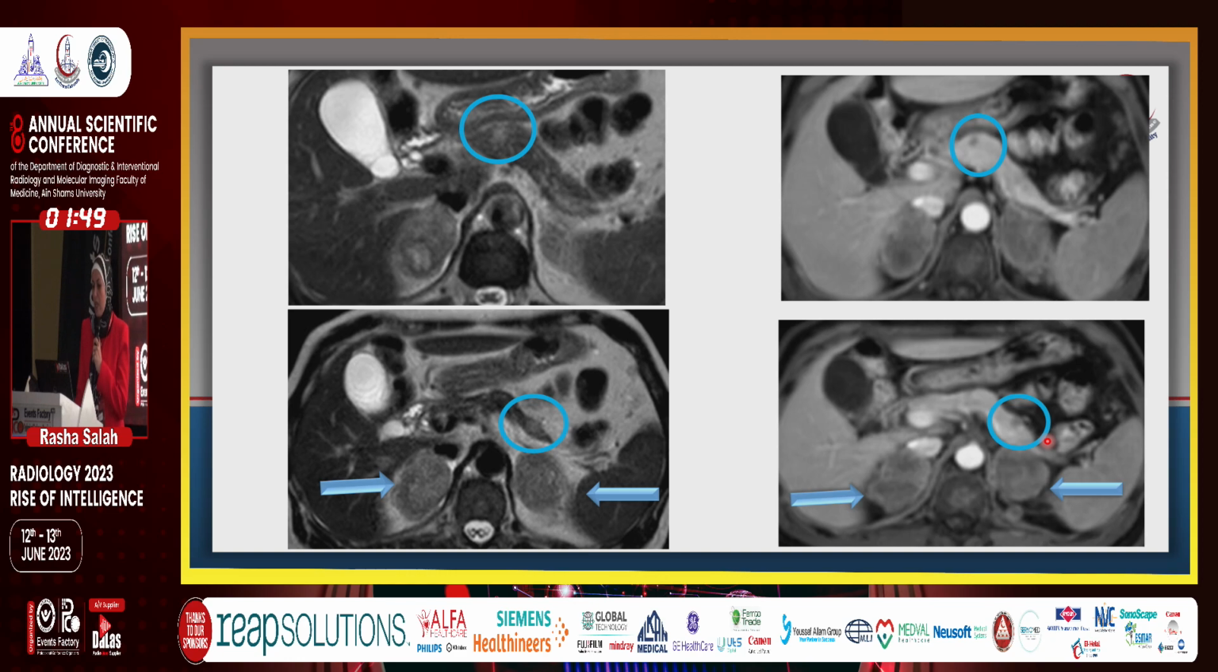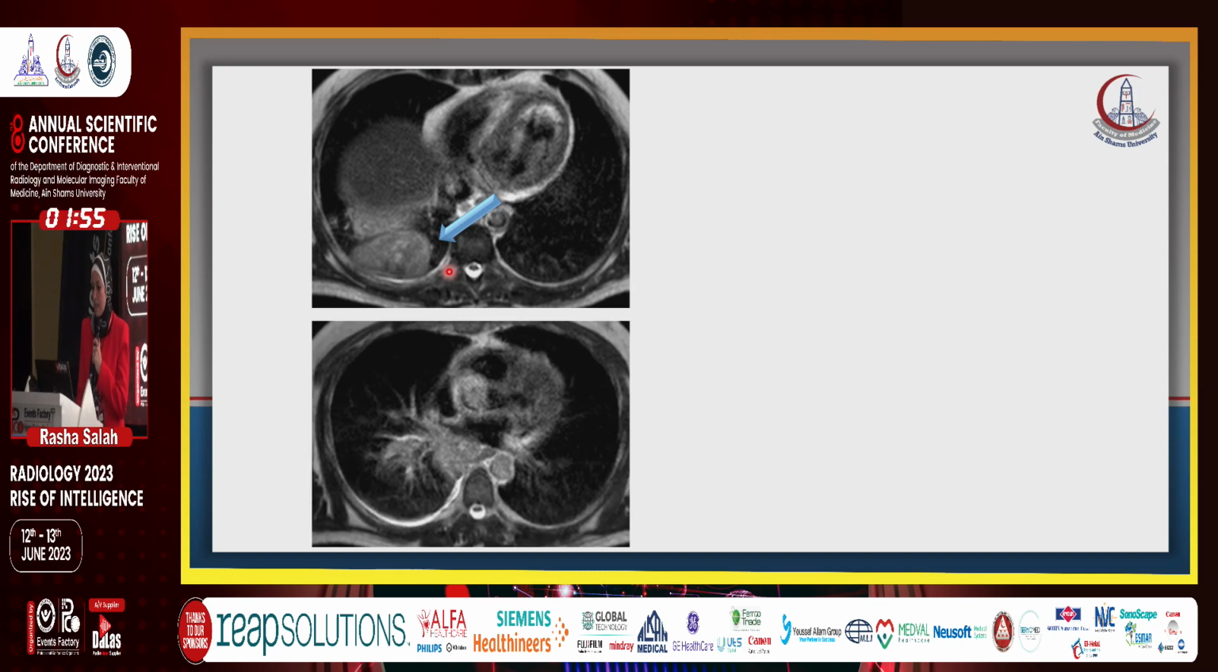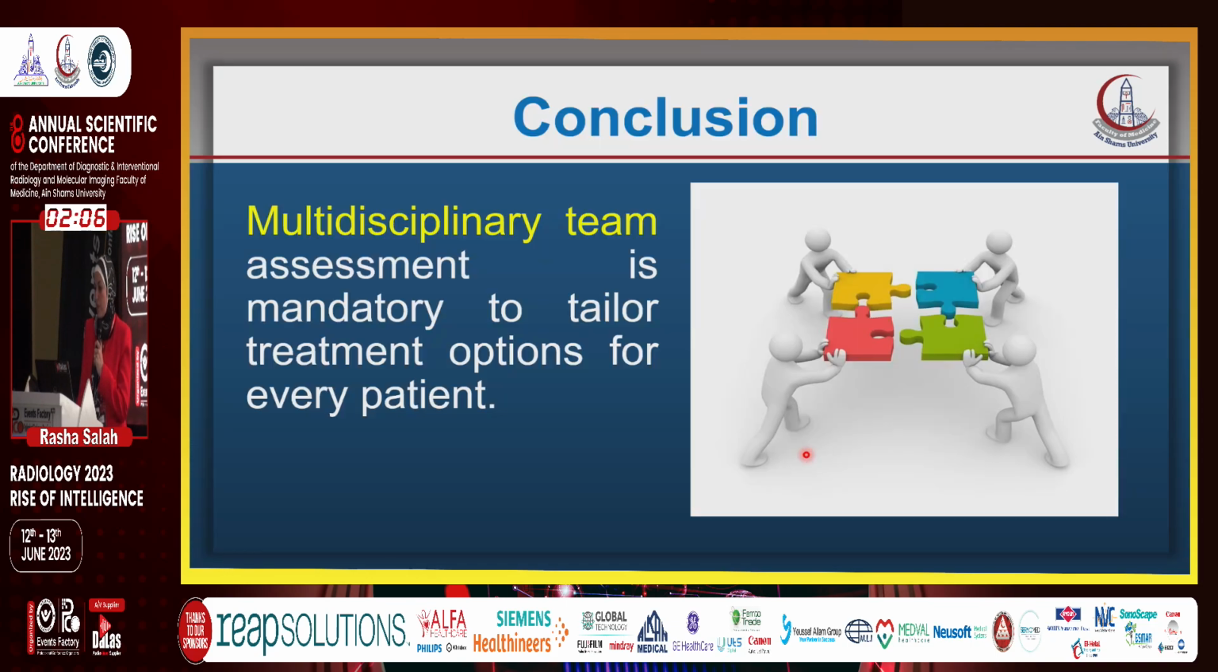This patient also had a sizable pulmonary mass, and it was proved to be bronchogenic cancer, and these are the metastatic mediastinal lymph nodes, and this is the PET image for this patient proving that this is a bronchogenic cancer metastasizing to the pancreas.